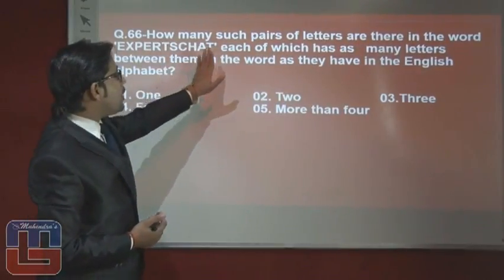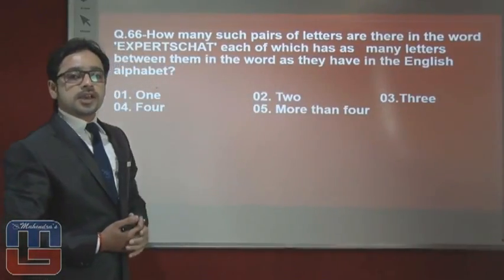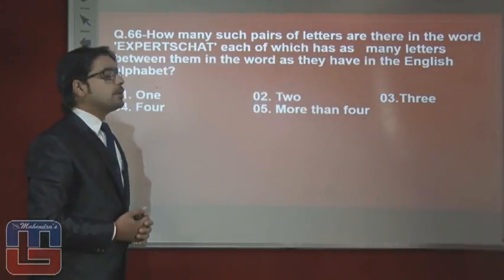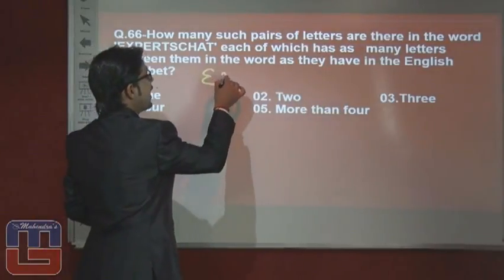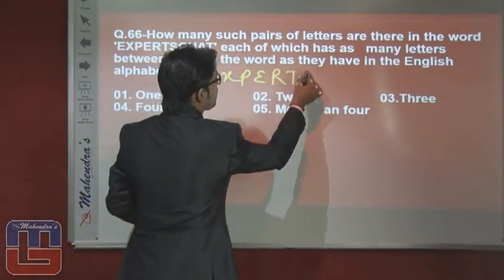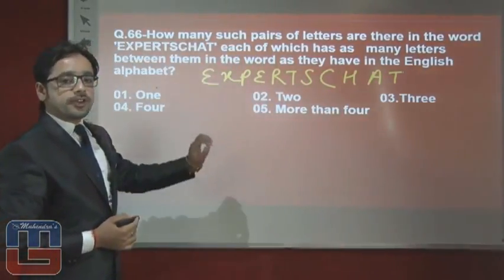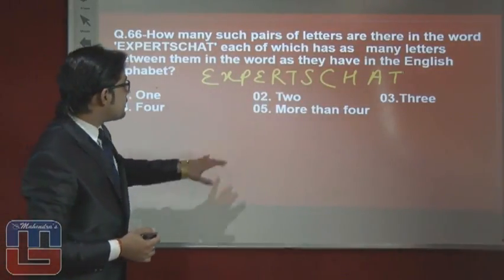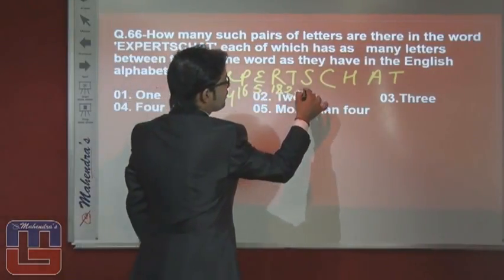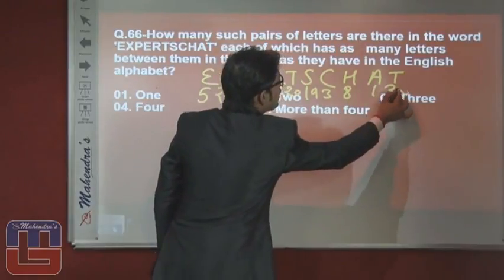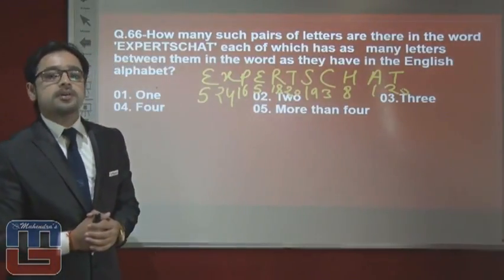Examiner wants to know how many such pairs of letters are there in the word EXPERTSET, each of which has as many letters between them in the word as they have in the English alphabet. So let's have a look. Word is EXPERTSET. If you know the place value of each and every alphabet, you can write here. Now, after writing the place value of each and every alphabet, you have to check how many pairs are there.